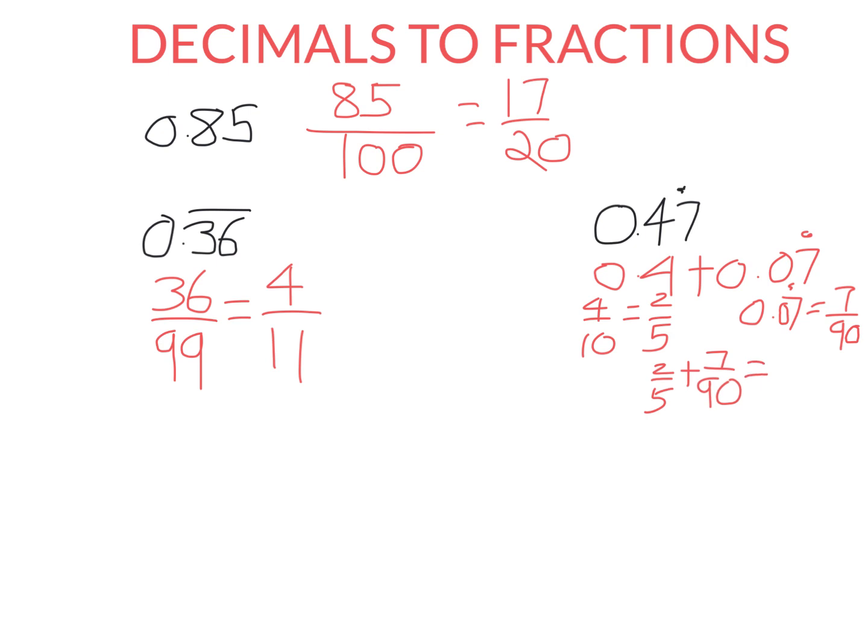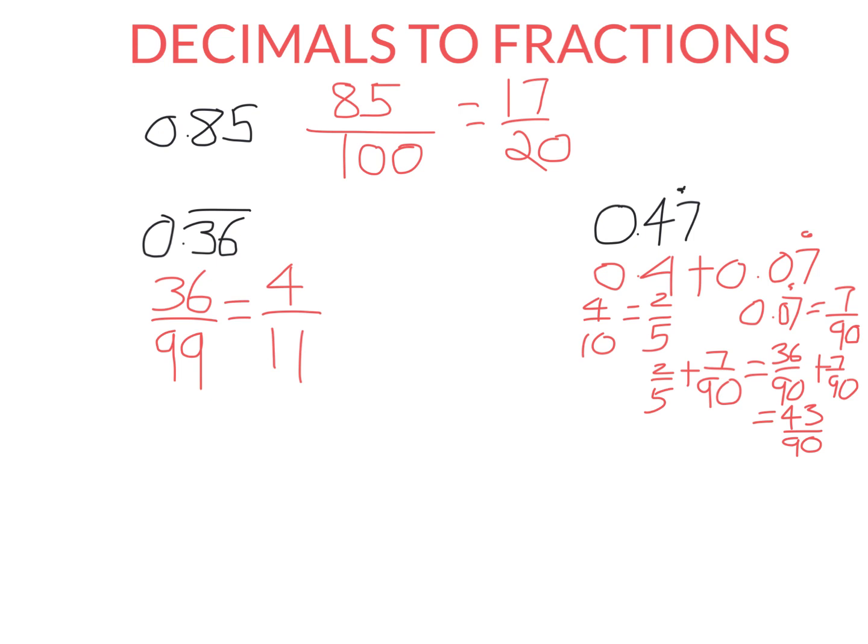To add the fractions, we need to have the same denominator. We're going to times top and bottom by 18. 2 fifths, it turns out, is 36 over 90. Plus 7 over 90, and that gives us 43 over 90. So 43 over 90 and 0.0 recurring 7 are the same number. So this way it was a little harder. Let's look at method 2 though.